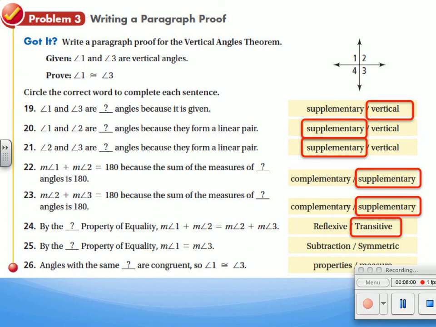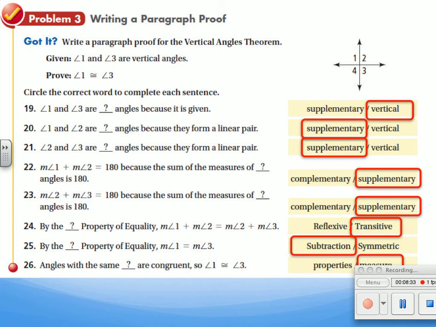By the transitive property, we can say the measure of angle 1 plus the measure of angle 2 equals the measure of angle 2 plus the measure of angle 3. By the subtraction property, we just subtract the measure of angle 2 from both sides. We get that the measure of angle 1 equals the measure of angle 3. Finally, and in conclusion, angles with the same measure are congruent. So angle 1 is congruent to angle 3.